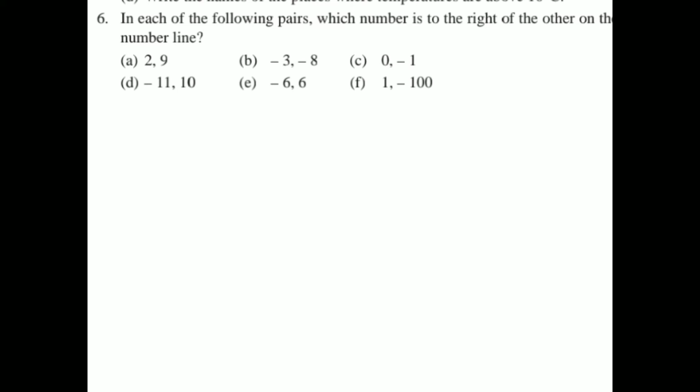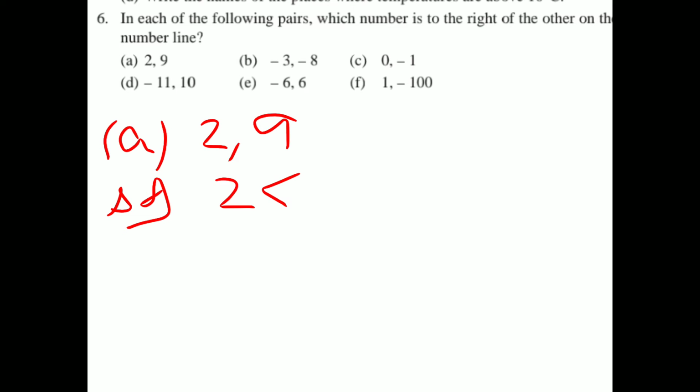Question number 6 is: in each of the following pairs, in every question two numbers are given. Which number is to the right of the other on the number line? If we make a number line, firstly we do A part, it's 2 and 9. As you know, from 2 and 9, 9 is greater. So which number will come on the right? The number to be right of the other one is 9. So the answer is 9.